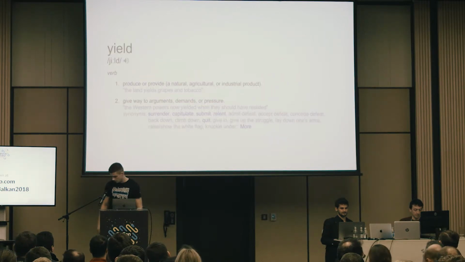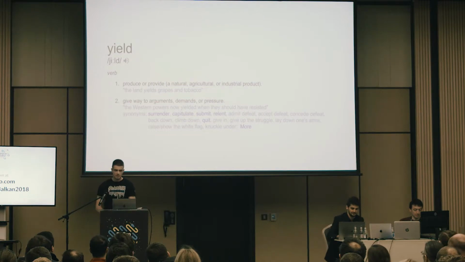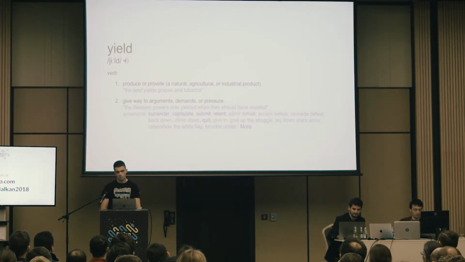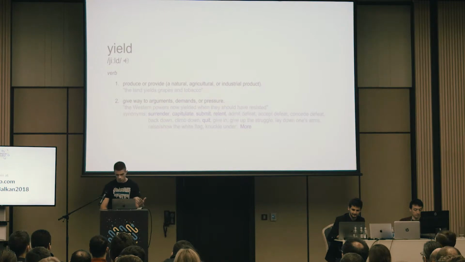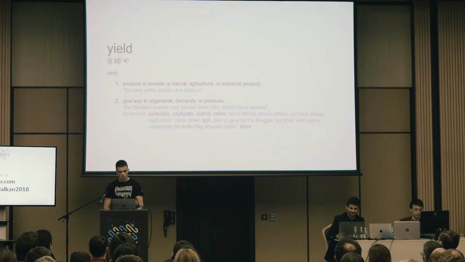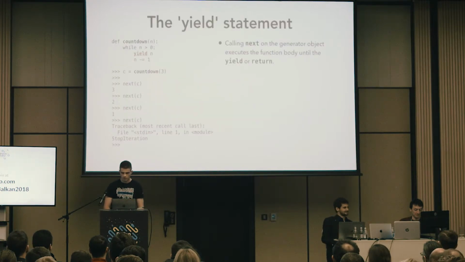So what is this yield statement? The best way to learn how a keyword operates in Python, in my opinion, is not to search on Stack Overflow and ask how it works. It's finding out what it actually means, right? Because all of these are in English, so you look at the definition in English, and it tells you that yield produces something or gives way to something, okay? So let's explore that, right?